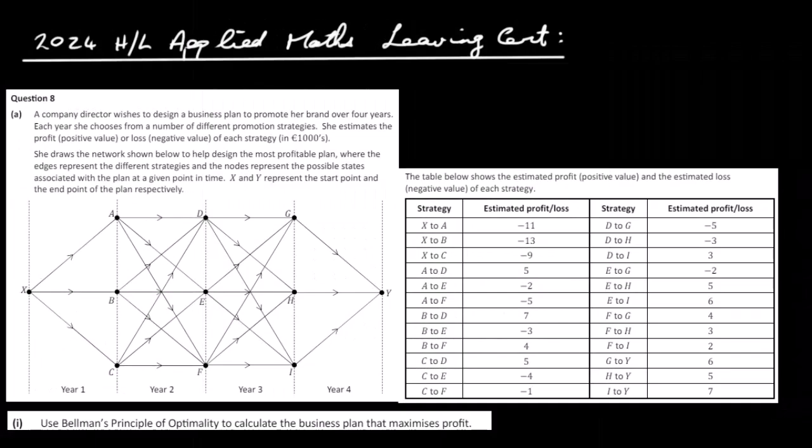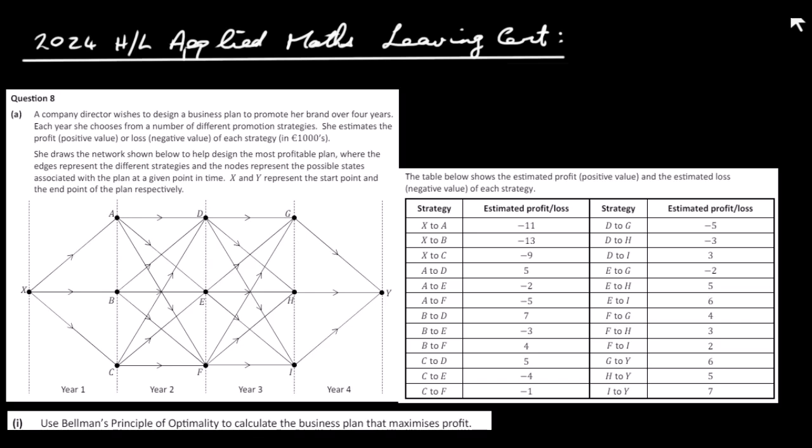This is the 2024 Higher Level Applied Maths Leaving Cert paper, question 8. The company director wishes to design a business plan to promote her brand over 4 years. Each year she chooses from a number of different promotion strategies. She estimates the profit, positive value, or loss, negative value, of each strategy in thousands of euros.